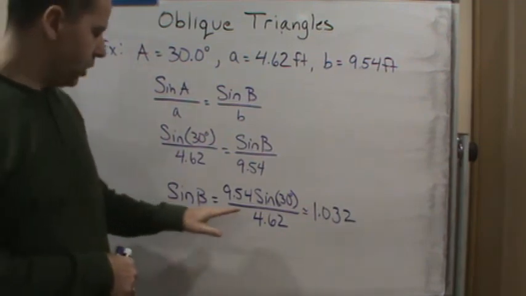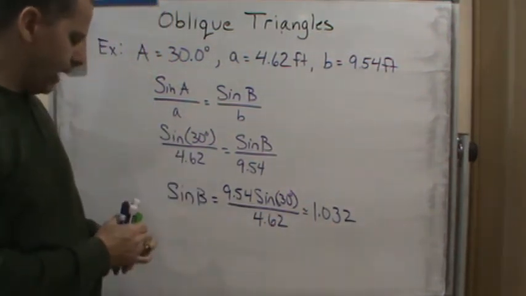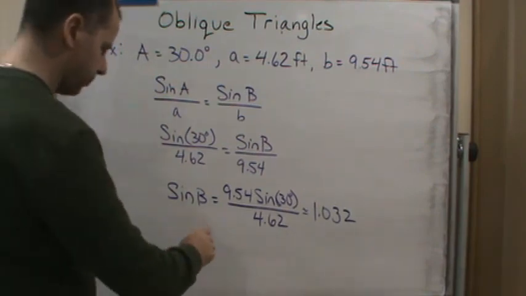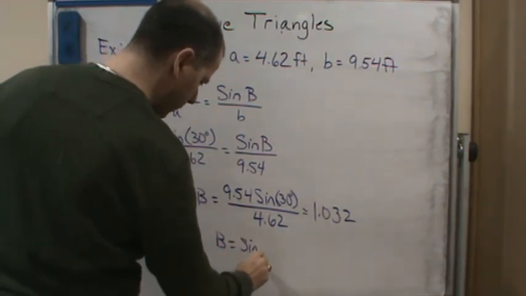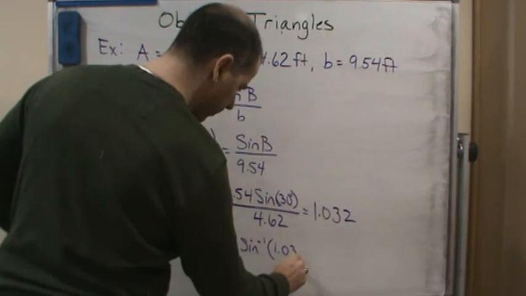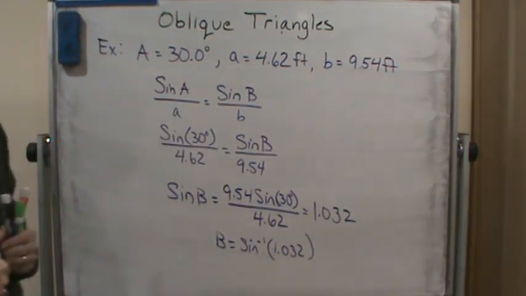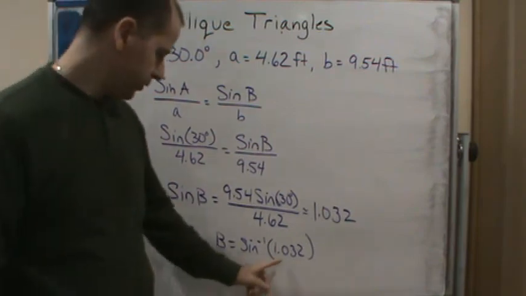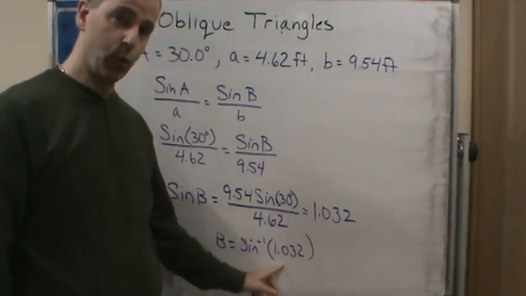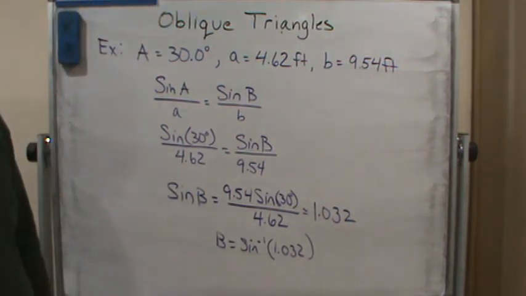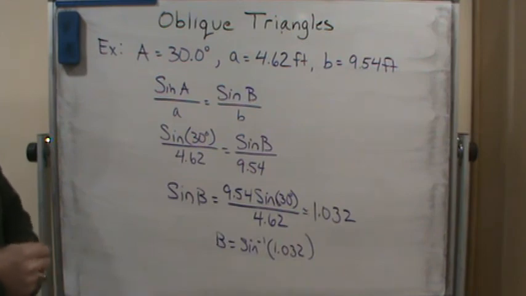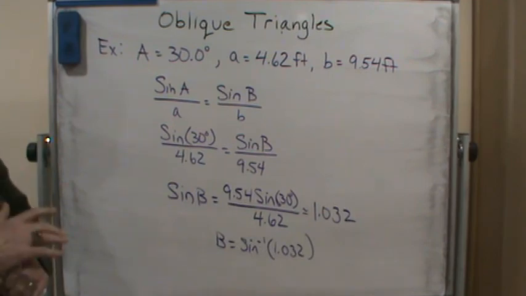Okay? Even if you don't see this and you go on and you try to solve for B, and you try to put inverse sine of 1.032 in your calculator, it's going to give you an error. It's going to give you a domain error. Why? Because you can't put any numbers that are greater than 1 into an inverse sine function. Okay, because it's outside the domain of the function. So the domain of the inverse sine function is from -1 to 1, inclusive.